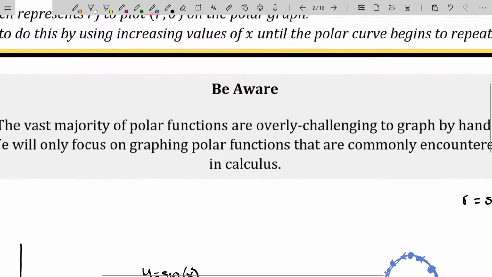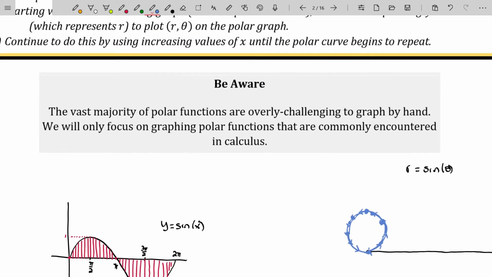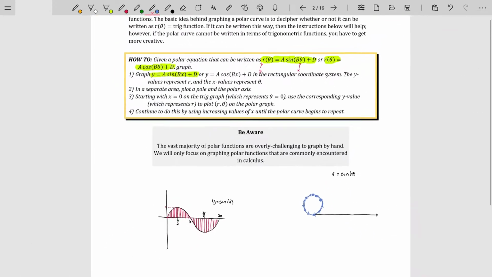One thing you should be aware of: the vast majority of polar functions are overly challenging to graph by hand. That's very true, and it's the same for rectangular equations. A lot of them are hard to graph by hand as well. So we will only focus on graphing polar functions that are commonly encountered in calculus. The other ones, of which there are an infinite number, that aren't encountered that often in calculus, we will reserve technology for. But what we're going to do here is graph by hand all the ones that you would commonly see in calculus. And that will start with the next video.